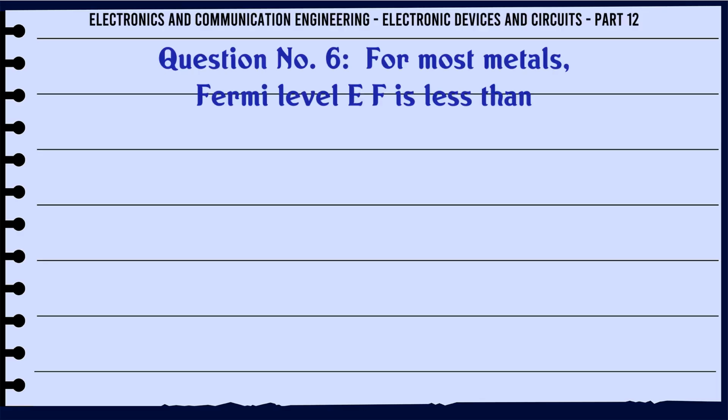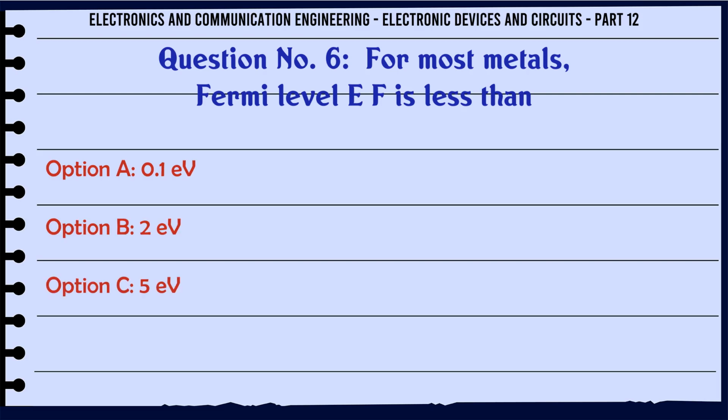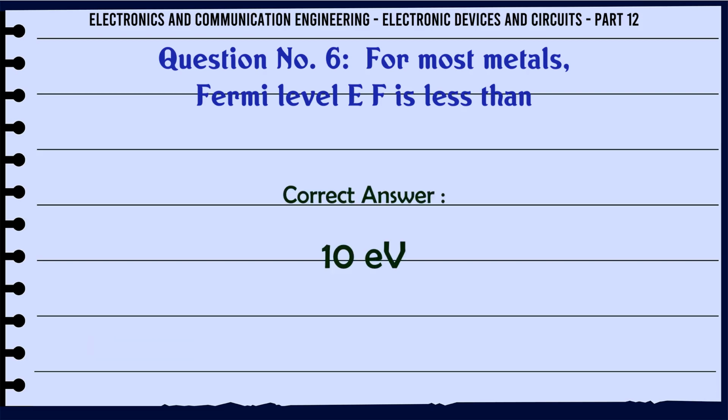For most metals, Fermi level EF is less than A. 0.1 eV, B. 2 eV, C. 5 eV, D. 10 eV. The correct answer is 10 eV.